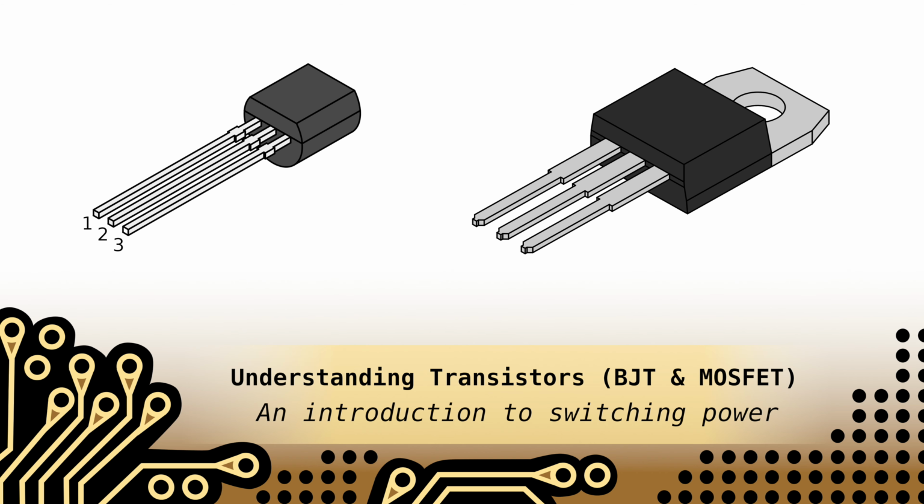So there you have it, how to use either a BJT or MOSFET transistor to switch power using an input from a device, such as an Arduino or Raspberry Pi.